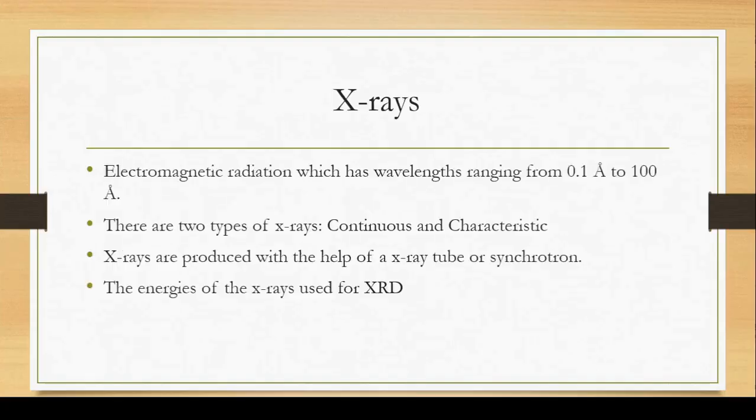Now let's quickly go over what X-rays are. They're part of the electromagnetic spectrum, with wavelengths ranging from 0.1 angstrom to 100 angstroms. If you don't know what an angstrom is, 1 angstrom is about 10⁻¹⁰ meters. We can categorize X-rays into two categories: one is called continuous, and the other is called characteristic. X-rays are produced with the use of an X-ray tube or a synchrotron.